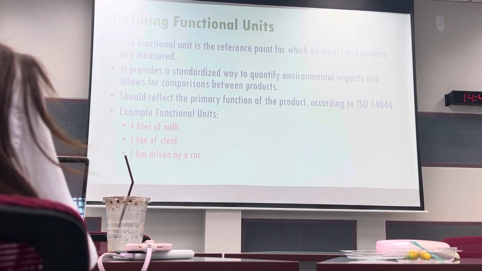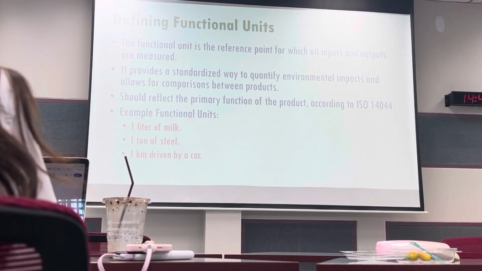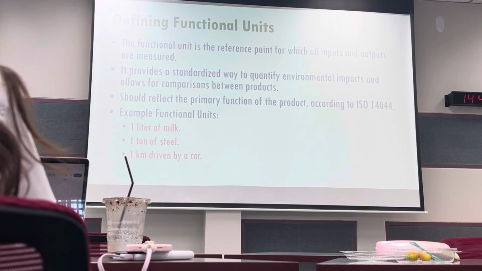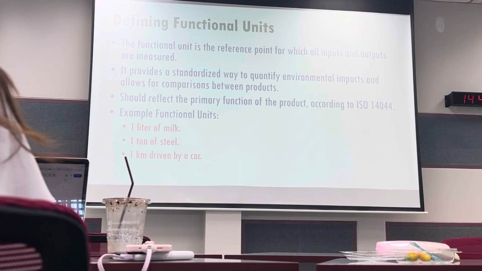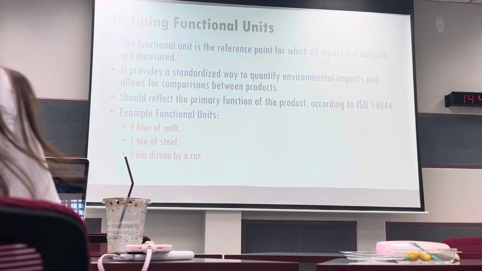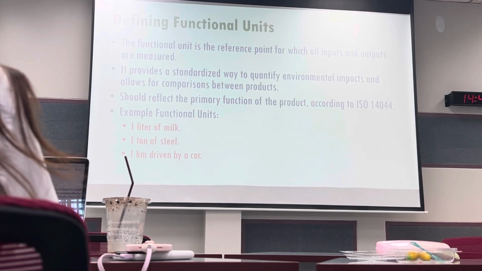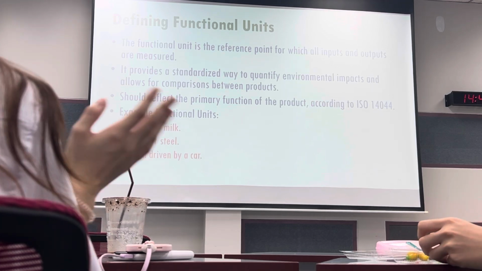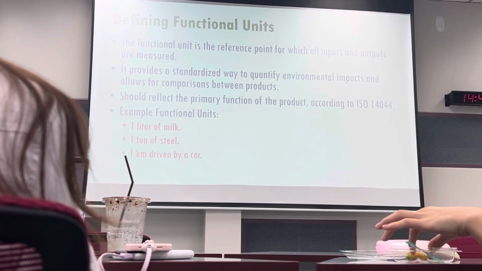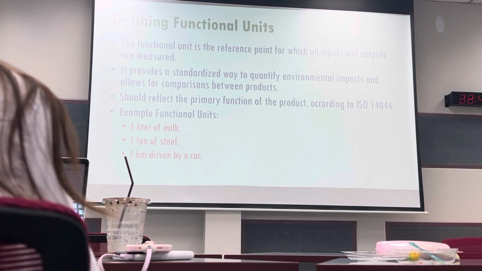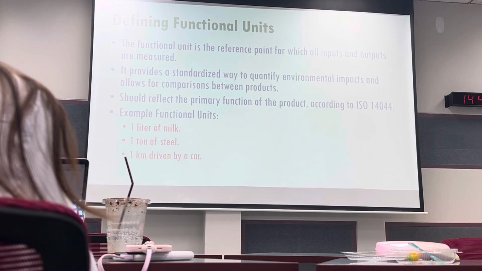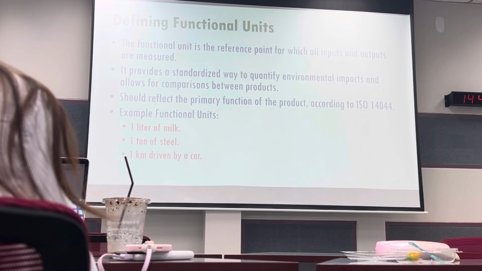It provides a standardized way to quantify the environmental impacts and allows comparison between two products. It should reflect the primary function of the products, according to ISO 14044. So for example, sausage is meant to be eaten, right? So it's based on one package of sausage. Example functional units: 1 liter of milk, 1 ton of steel, or 1 kilometer driven by car.